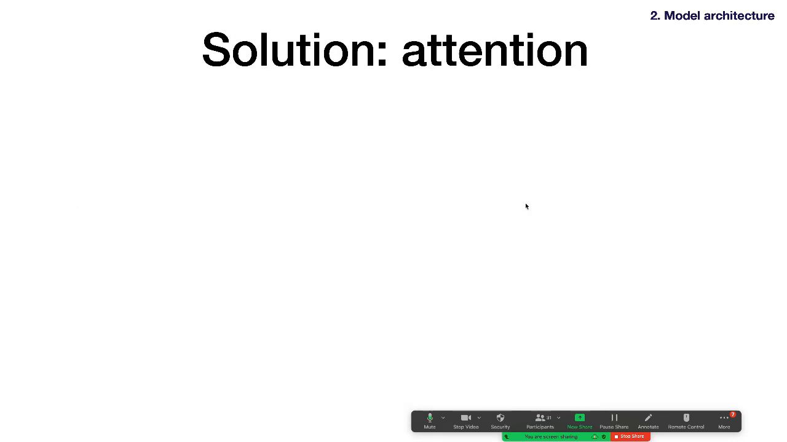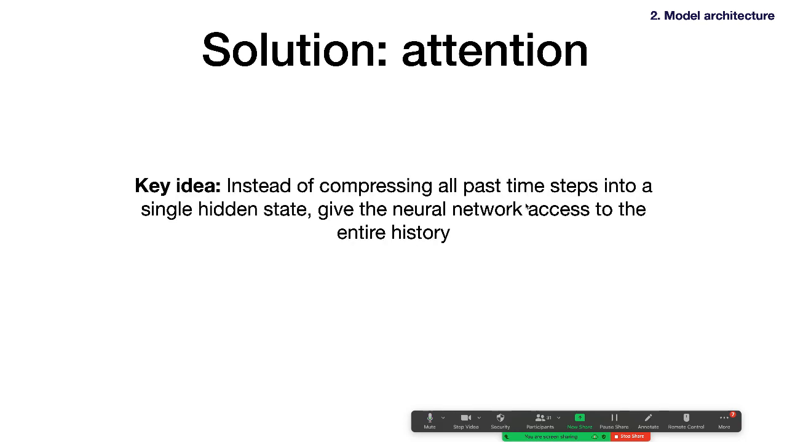The solution that they use is a class of techniques called attention, which we'll be talking a lot about next week. But the key idea behind attention is that instead of compressing all of the previous time steps into a single hidden state, you want to give the decoder access to the entire history of time steps. But that's a lot of information for the decoder to take into account. And so we're really only going to pay attention to a subset of those past vectors.